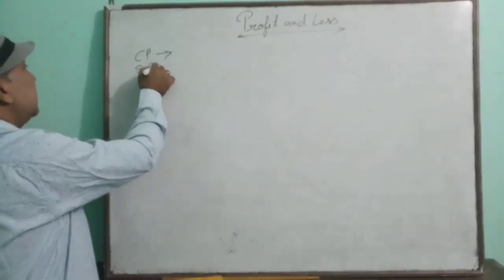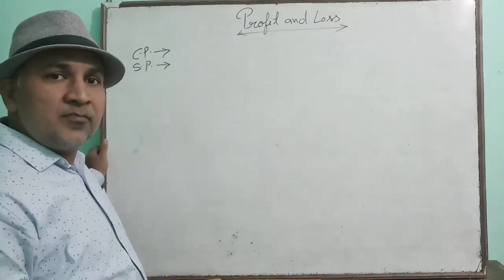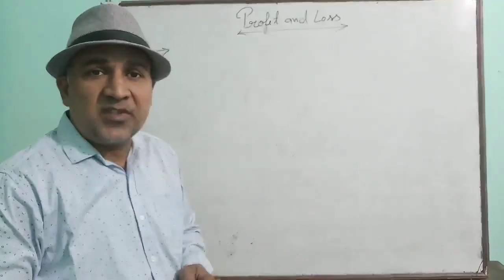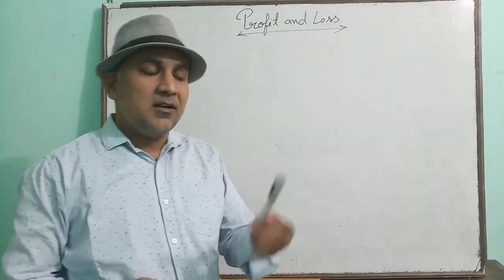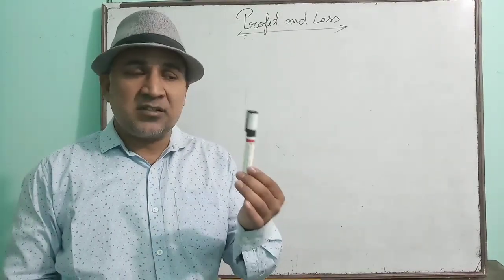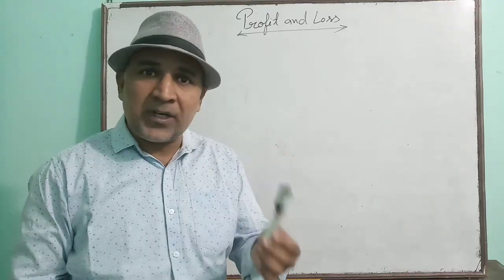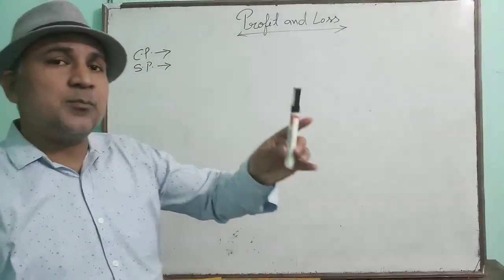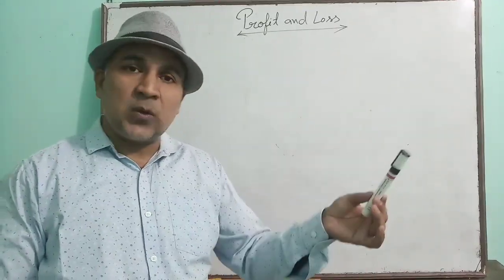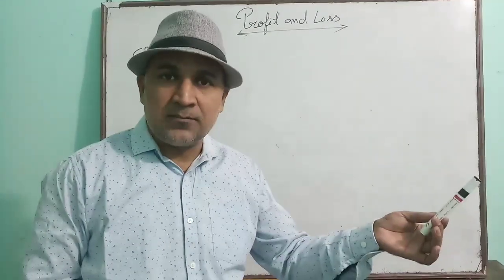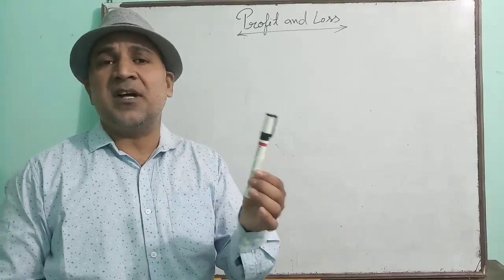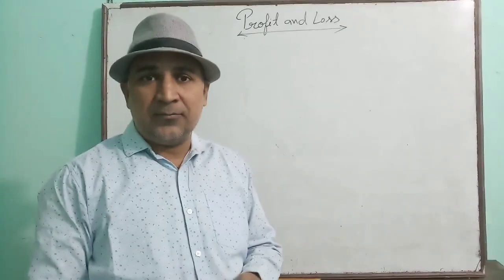Second term is selling price. Selling price means the price in which one article is sold. Now see the example. Suppose that I purchased this marker pen in 10 rupees. So cost price of this marker pen will be 10 rupees. Now I am going to sell it. Suppose I sold it in 15 rupees. Then the selling price of this marker pen will be rupees 15.